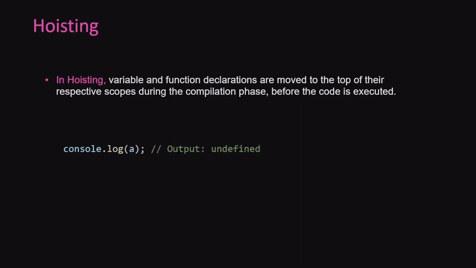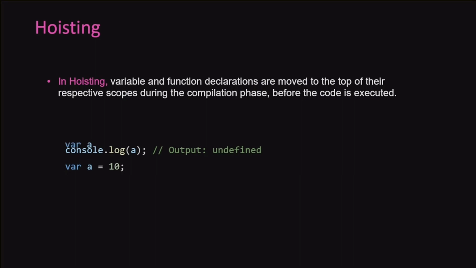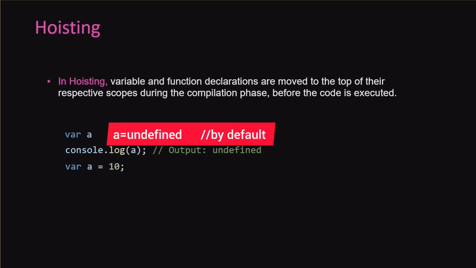For example, consider the following code. In this code, even though a is declared after it is used in the console.log statement, the output will be undefined instead of an error. This is because the declaration of a is hoisted to the top of the scope, and the variable is initialized with the value of undefined before the code is executed.